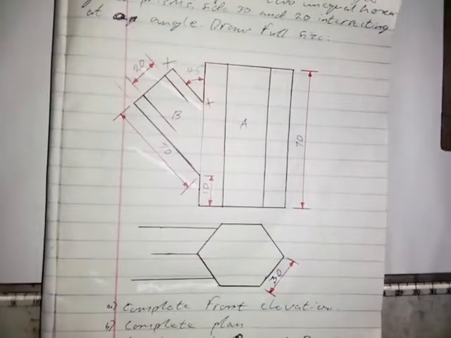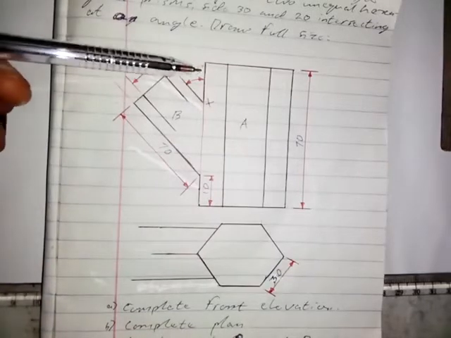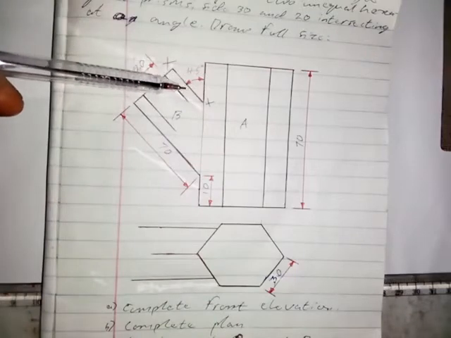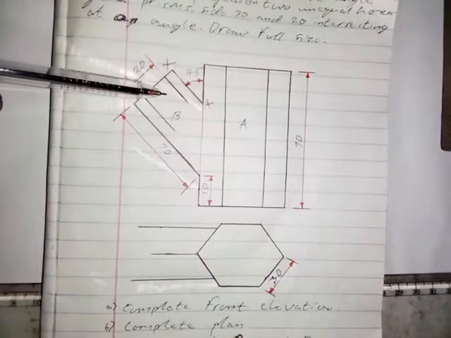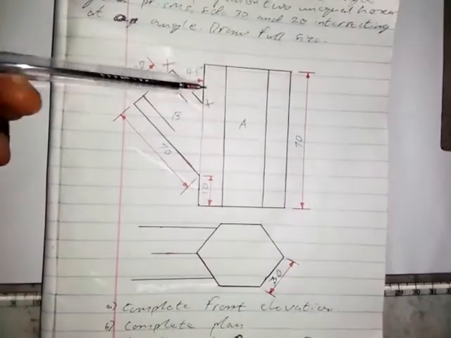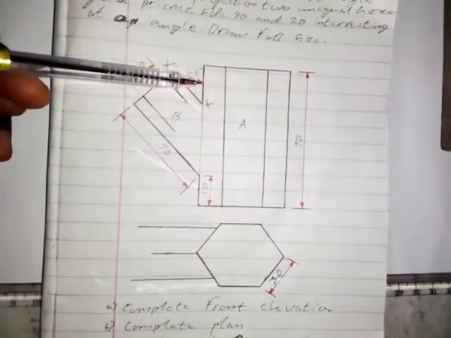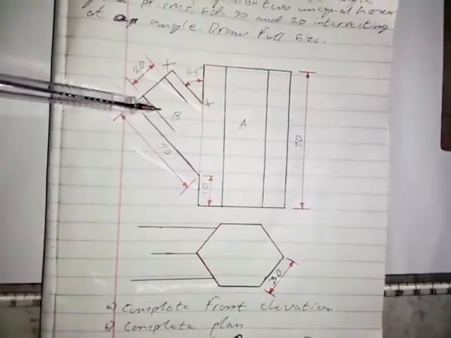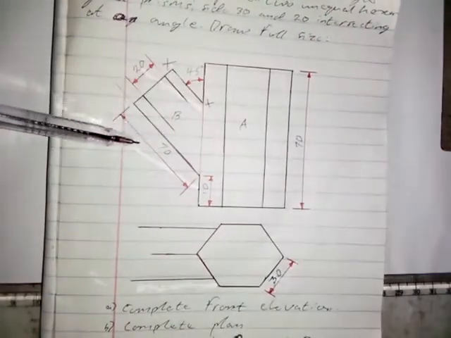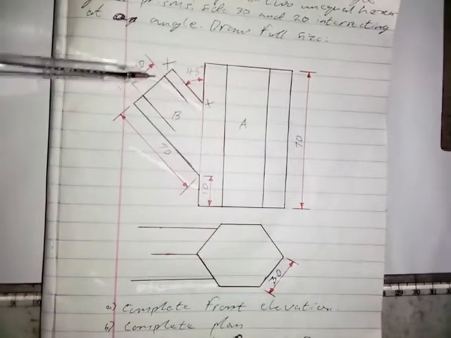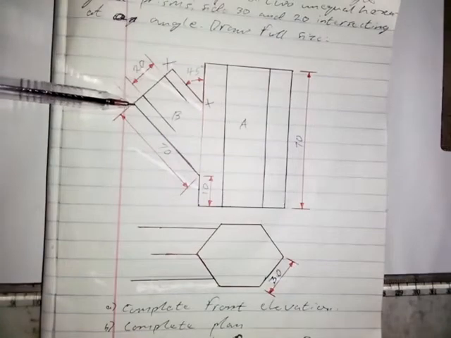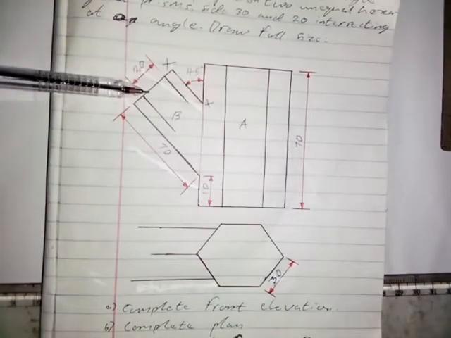We have two hexagonal prisms that intersect each other at an angle of 45 degrees. So the angle between this hexagonal prism and this hexagonal prism is 45 degrees. That means every line here is at an angle of 45 degrees to the horizontal. The side of this intersecting or penetrating prism is 20 millimeters, while the side of this vertical prism is 30 millimeters.